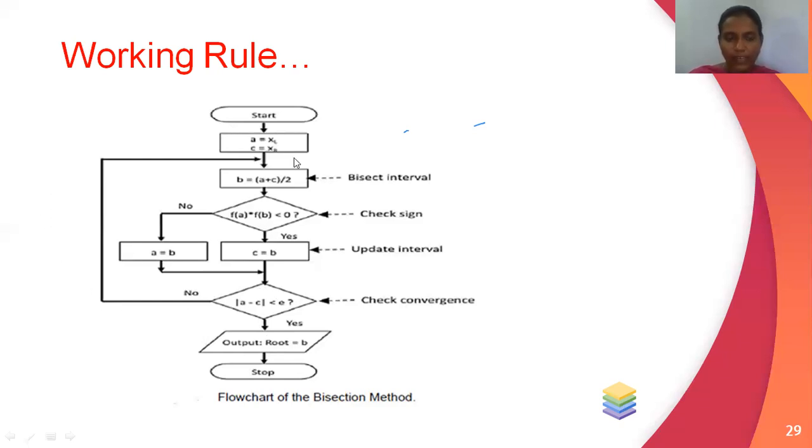Repeatedly continuing this procedure, finally, if any two successive approximations have the same value, we get the updated interval and satisfy the convergence condition, then we get the accurate root of the given equation. So now we got it, B is the root. This is the flow chart of the bisection method.